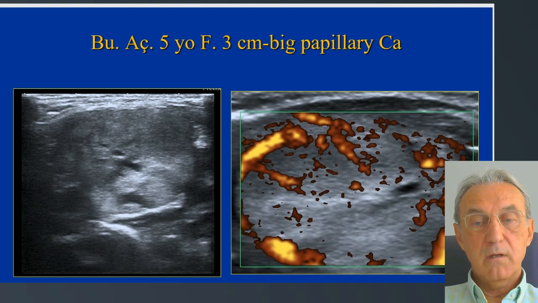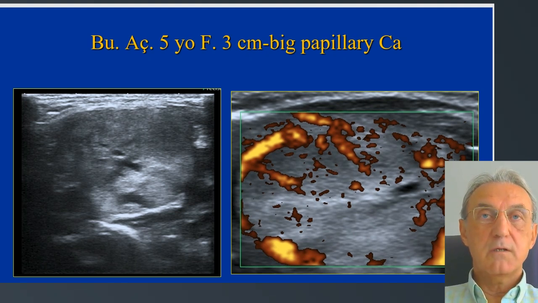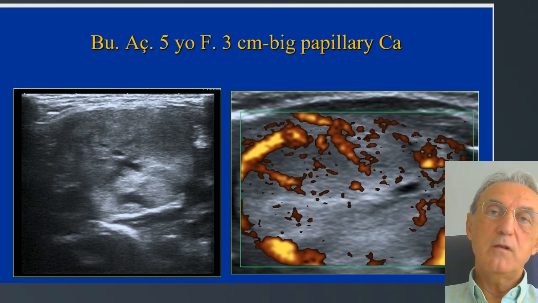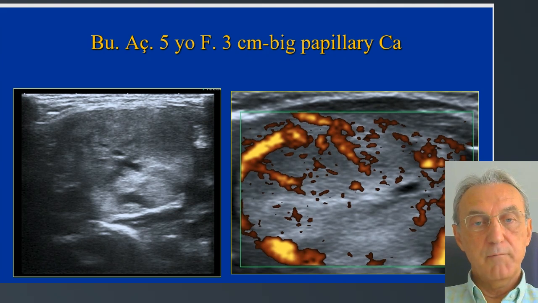This is a big nodule of 3 centimeters in a 5-year-old female, so we should always feel more suspicious. It's different than it is in the adults because the proportion of malignancy is quite higher in children. The thyroid nodules in children have almost 20% malignancy risk.